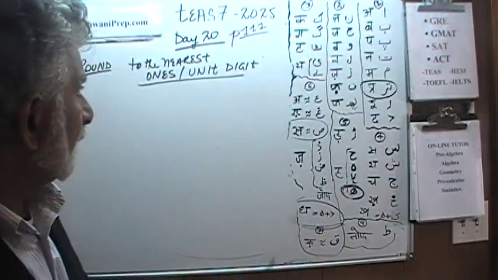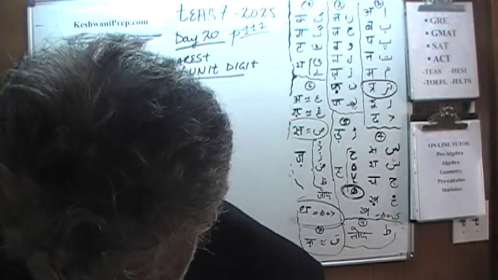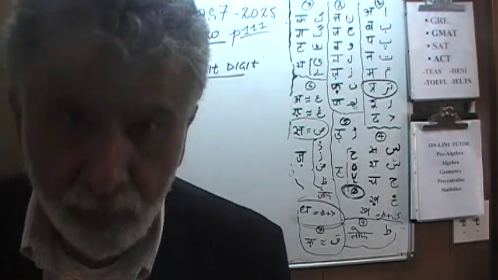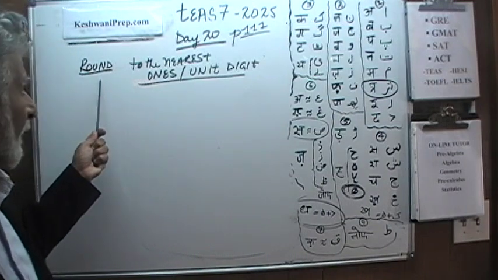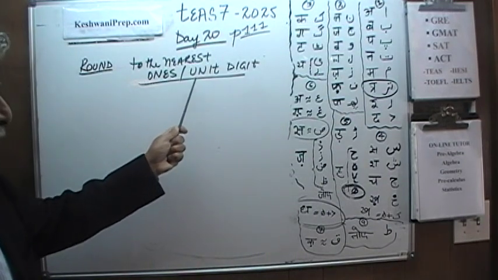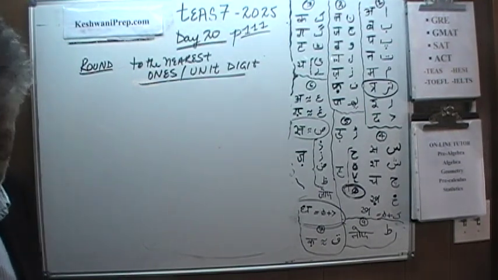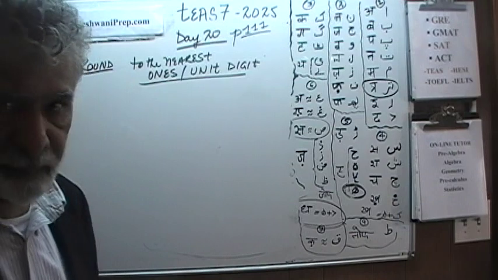Always make sure that this book is in front of you when we're working together. Today is our lesson number 20. We are on page number 111. On the bottom of page 111, there are some quantities that are given to us, and we're being asked to round these quantities to the nearest ones digit or unit digit. Same thing, whether you call it ones digit or unit digit. Let's take a look at it. There are just a few of them. You're just going to knock them down one after the other.